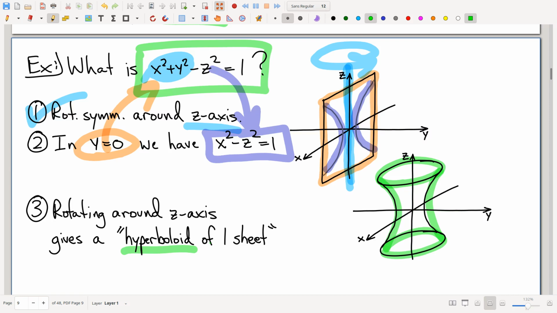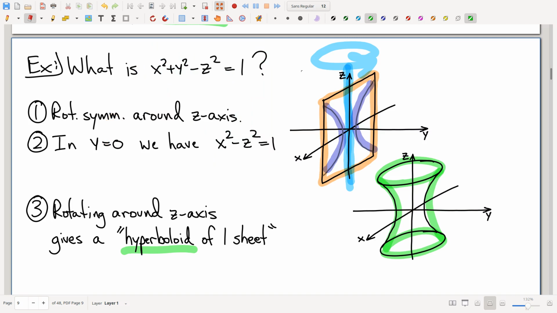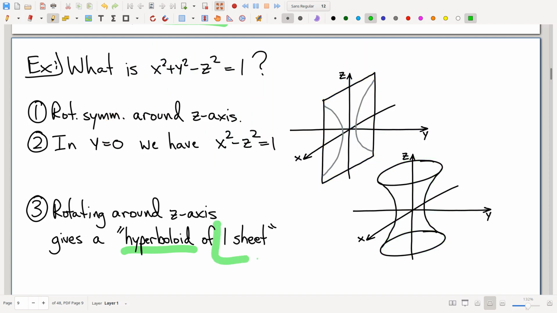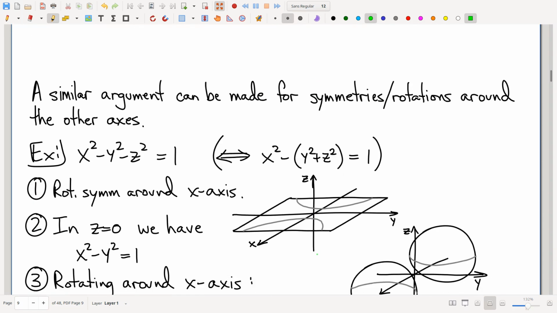Yeah. Why is it called a one sheet? What does that mean? Great question. That's going to segue into the next example. So let me leave the last little bit of terminology here dangling. We'll come back to that. Let's see the next example.